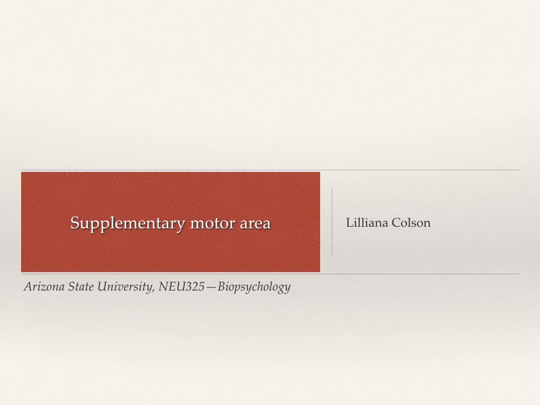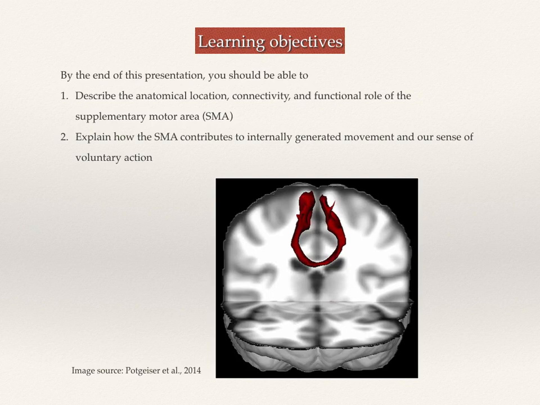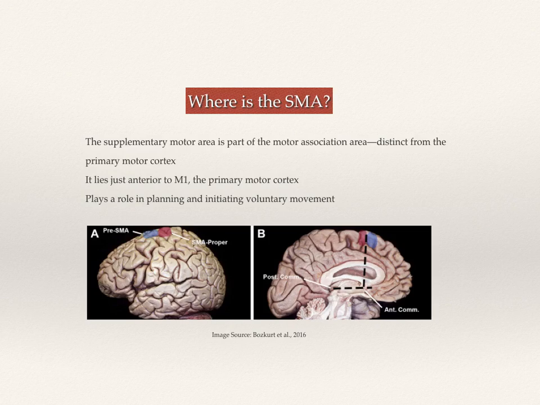The supplementary motor area is just a place that I feel like we kind of glossed over in class, even though it's a pretty important area, and I'm personally fascinated by it, so I figured I would go back and address it here. Goals for this video: you need to be able to describe the anatomical location, the connectivity, and the functional role of the SMA, and how it contributes to internally generated movement and our sense of voluntary action. The image depicted here just kind of shows the connectivity between two SMAs over the corpus callosum.